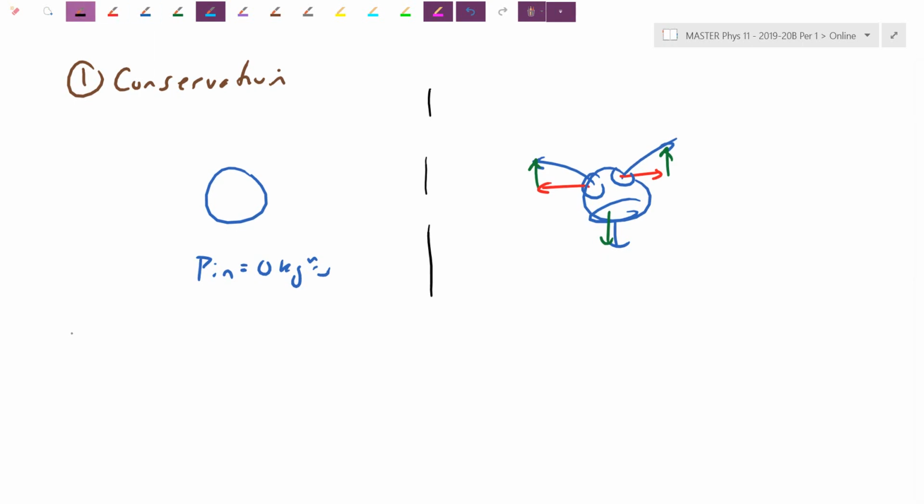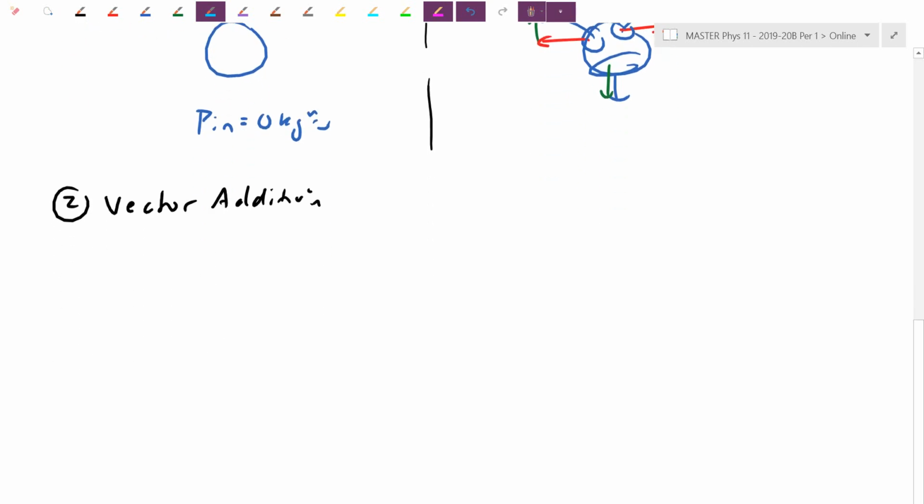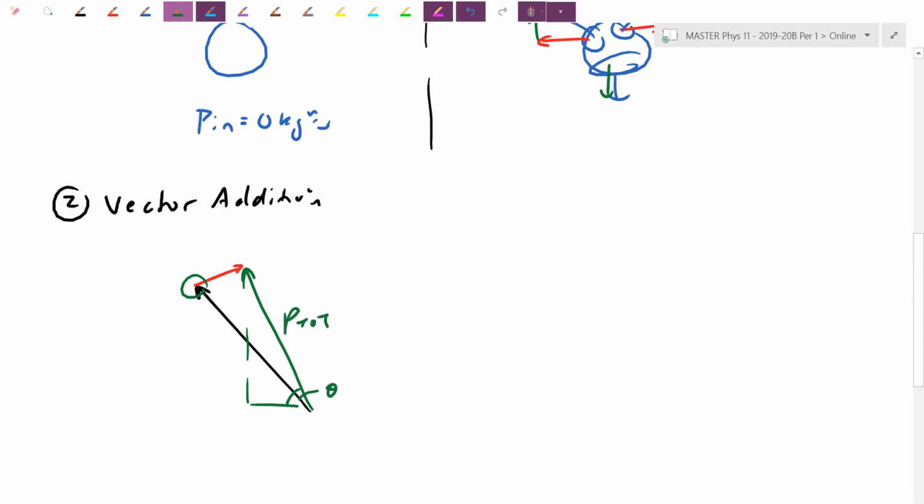The second style question that we did was a vector addition kind of problem. This is the one where we had a plane that was actually traveling in a certain direction. It was getting blown by the wind. Doesn't matter which way the wind is going. And we end up having to take this first vector, make sure vectors are adding head to tail, and basically giving you this leftover. This is my overall momentum. This is my P total. This one here is just an addition problem.